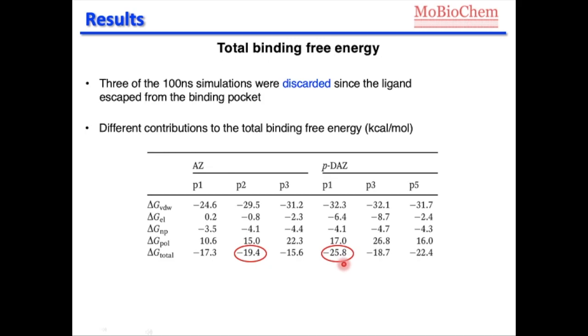Also, the table shows that the most important contributions are the van der Waals interactions between the ligand and the protein. Also, the unfavorable polar solvation energy means that the electrostatic interactions between the complex and the solvent are less attractive than the interactions of the individuals with the solvent, while the opposite happens for the non-polar solvation energy. Finally, the electrostatic interactions between the ligand and the protein are more important for p-diaminoazobenzene than azobenzene, which we will see later are responsible for the larger total binding free energy.